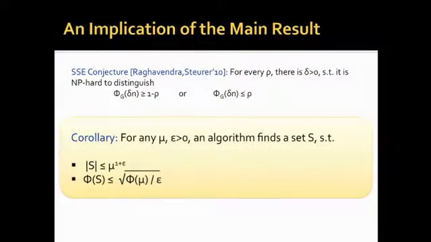But okay, so our result as a corollary implies an approximation algorithm for this problem. So we can prove that for any values of mu and epsilon, we can find a set of size at most mu to the 1 plus epsilon, and expansion at most root phi of mu over epsilon. Okay. So this does not refute the conjecture, because the size of the set that we find is larger than mu. If we could prove, for example, that the size of S is within a constant factor of mu, then we would have refuted the conjecture.